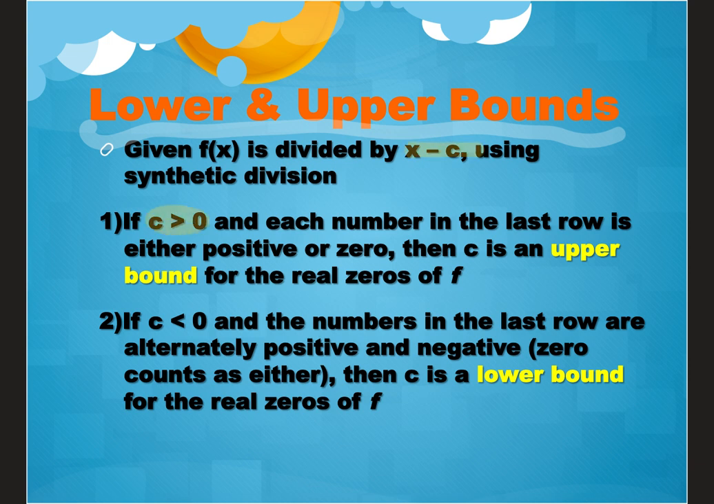when we do synthetic, whatever, we change the sign, so we put c on the outside. If that's a positive number, and then when you look at all your solutions, that the solutions at the bottom are either positive or 0, then c is an upper bound. And that means that no value bigger than c will work as a 0. If c is negative, and the last row on your synthetic division alternates positive and negative, and 0 can be either, then c is a lower bound.